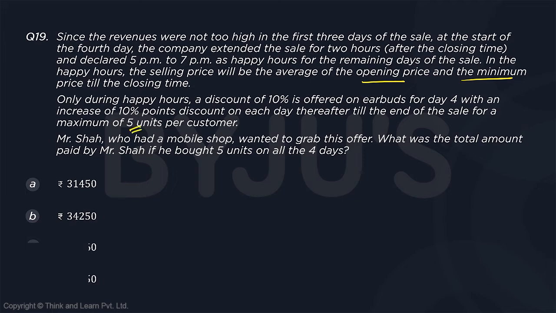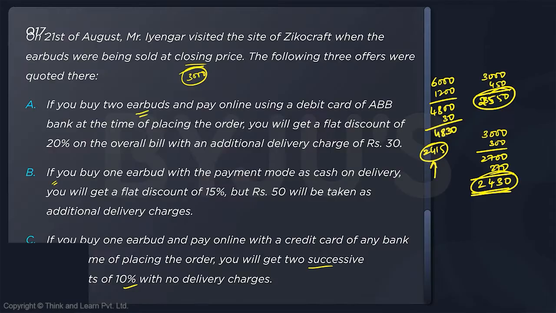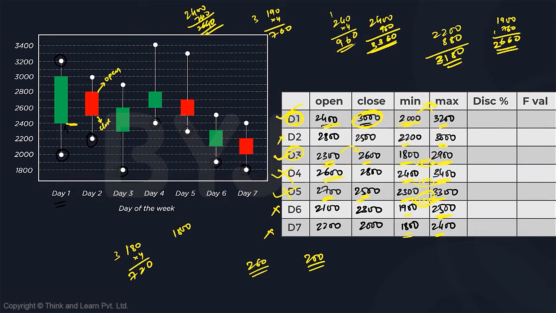Mr. Shah, who has a mobile shop, wanted to grab this offer. What was the total amount paid by Mr. Shah if he bought 5 units on all the 4 days? So this is again a pure calculation based question. Quickly go back to that slide and let me write down the percentage values. So 0, 0, 0, this is 10%, this is 20%, 30% and 40%. Right. So what is the final value after the discount?